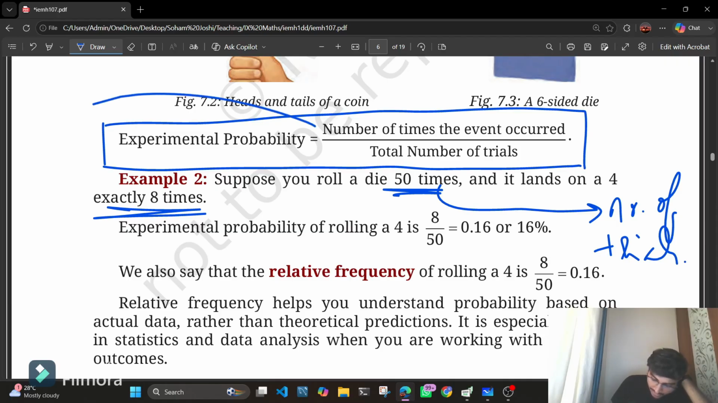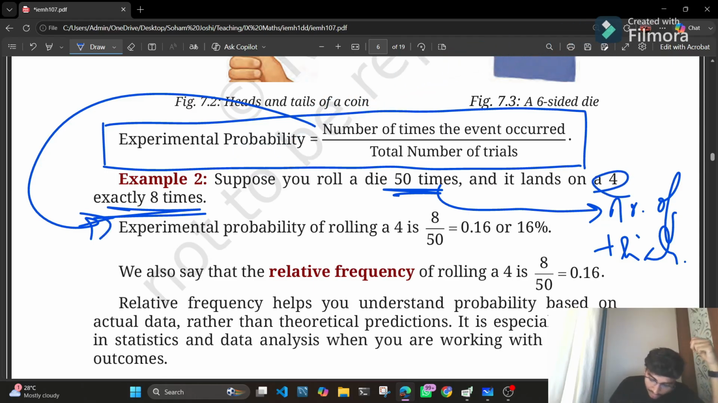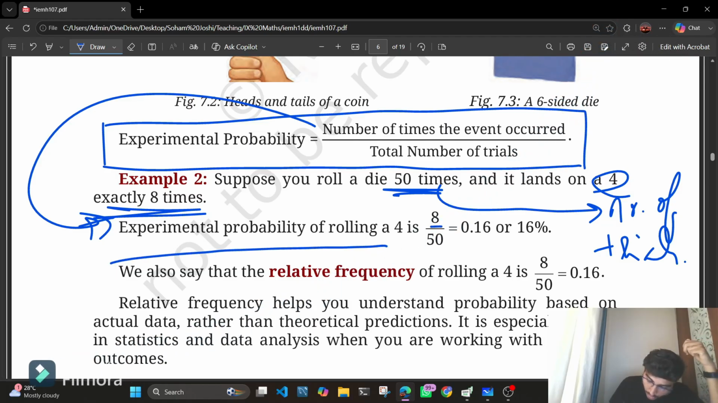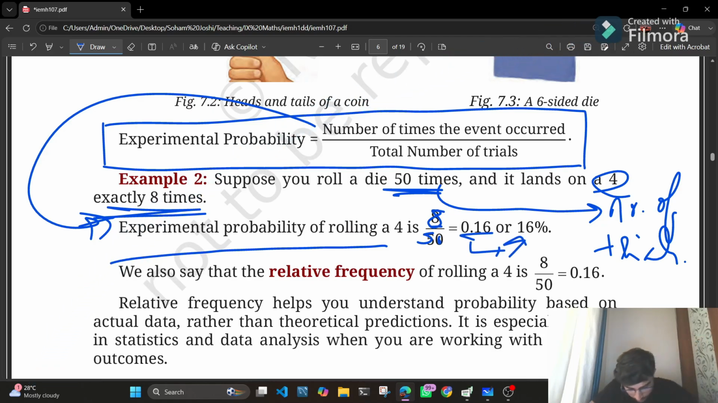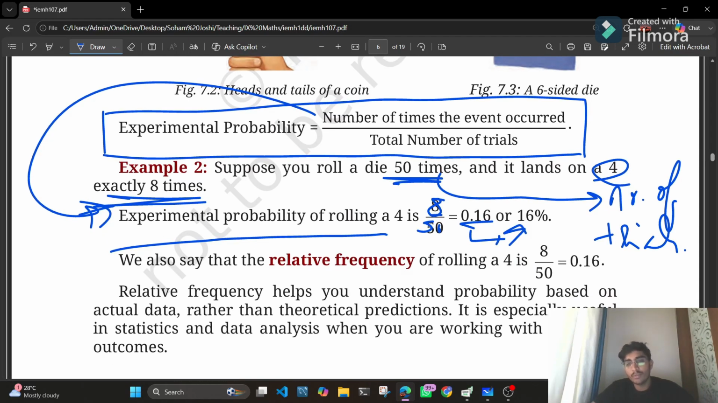That is the number of times the event has occurred. So basically the event over here is getting a 4, and it has landed on 4 exactly 8 times. Therefore, the experimental probability of rolling a 4 is 8 upon 50, because it has landed 8 times out of 50. That is equal to 0.16, or if I multiply it with 100, I get 16%, right? We can also say that the relative frequency of rolling a 4 is 8 upon 50.